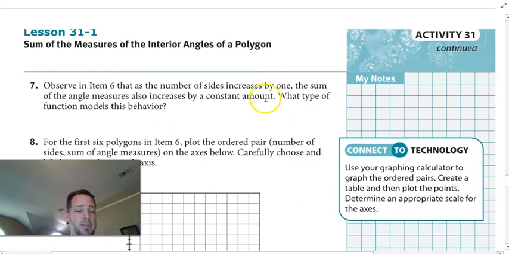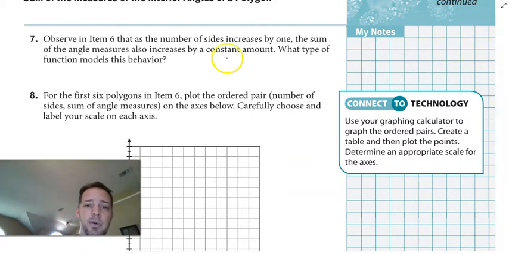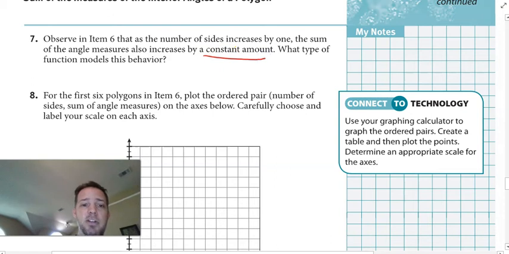Okay, so we observed in item 6 that as the number of sides increased by 1, the sum of the angle measures also increased by a constant amount. For every side that we added, 180 degrees or another triangle. For every one side, we added another triangle or 180 degrees. So whenever we have a constant amount of change, that is a linear function.